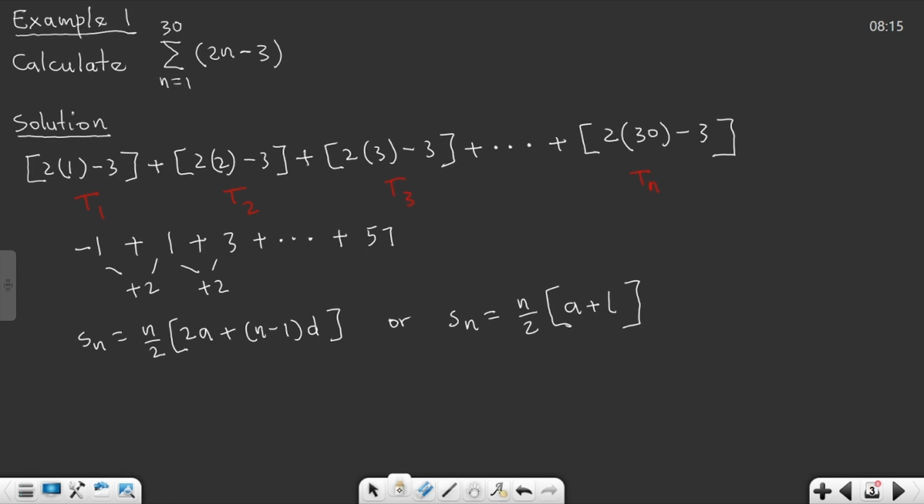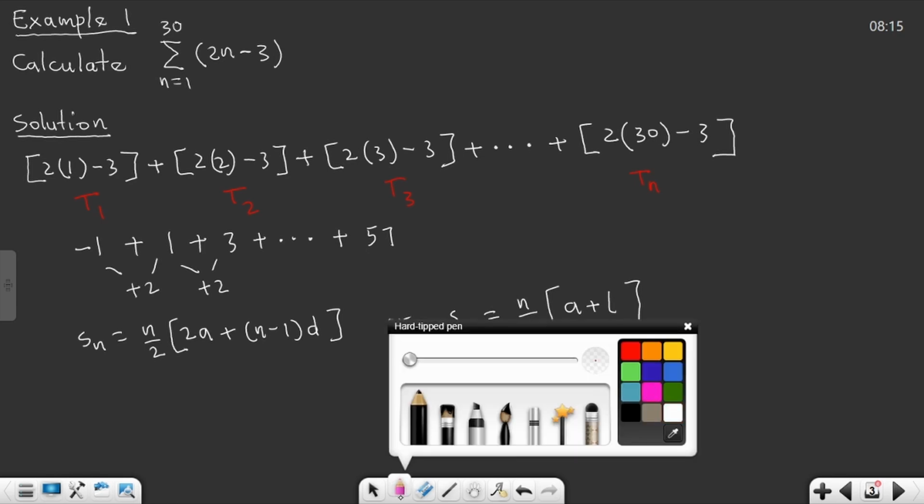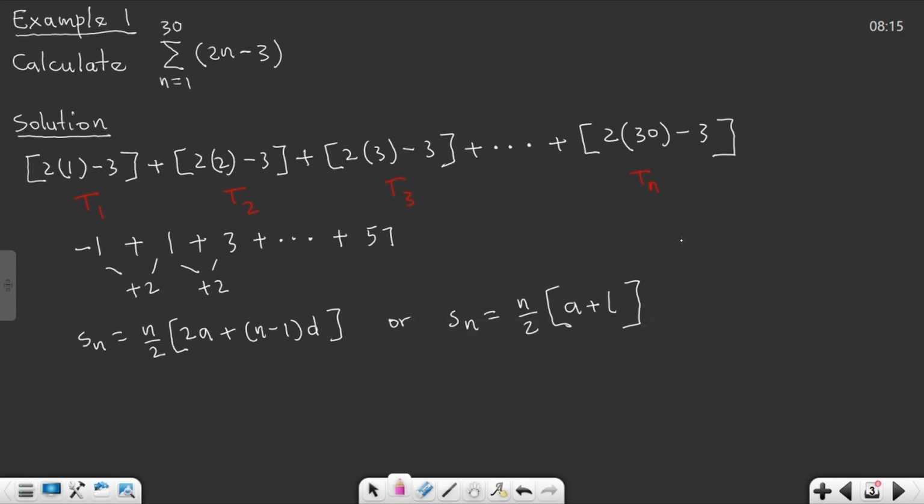So to get the number of terms, you will always do this. N, the number of terms, will be, you take the top value, which is 30, minus the value at the bottom, which is 1, plus 1. Always the top value minus the bottom value plus 1. Always, let me repeat that. The top value minus the bottom value plus 1. It will give you the number of terms. So this is equal to 30. So we are dealing with 30 terms. We are trying to find the sum of 30 terms.